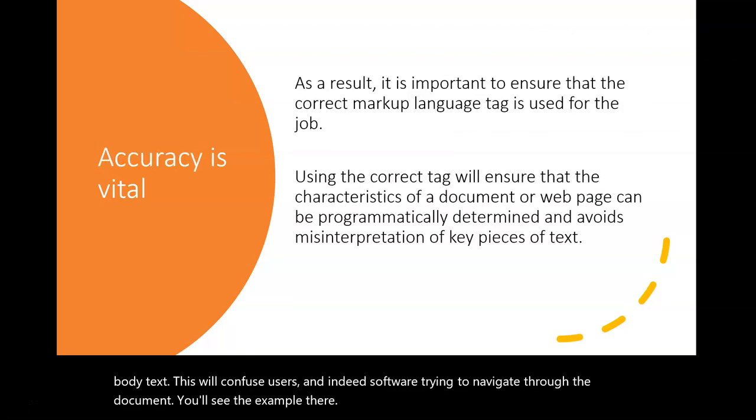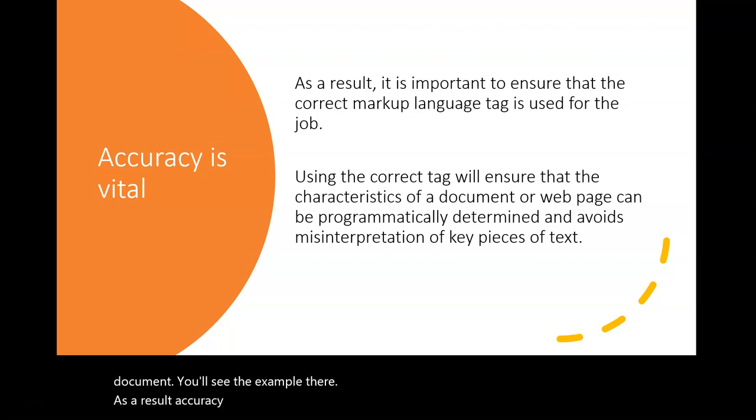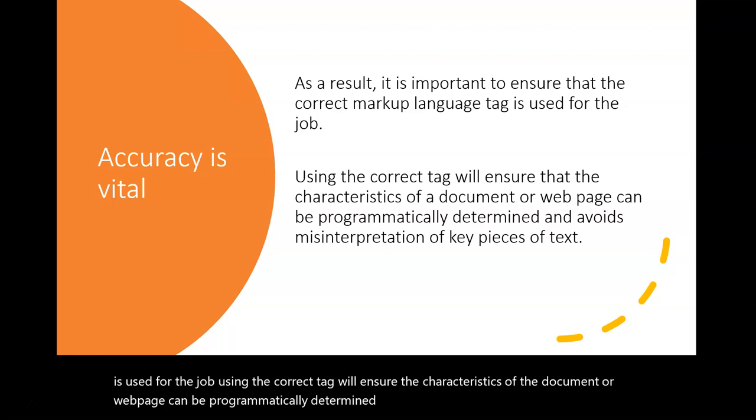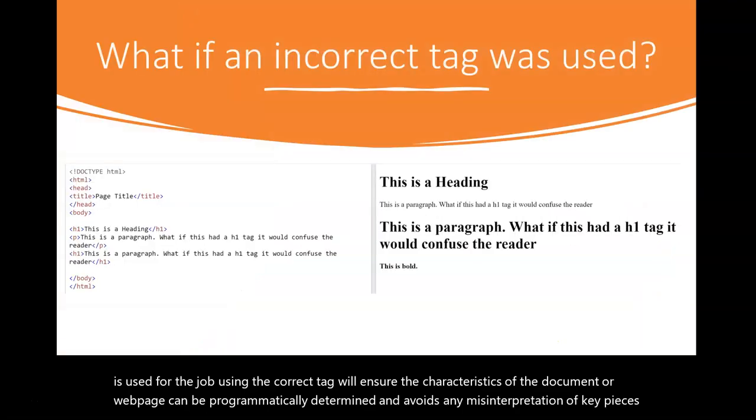As a result, accuracy is vital, and it's important to ensure that the correct markup language tag is used for the job. Using the correct tag will ensure the characteristics of the document or web page can be programmatically determined and avoids any misinterpretation of key pieces of text.